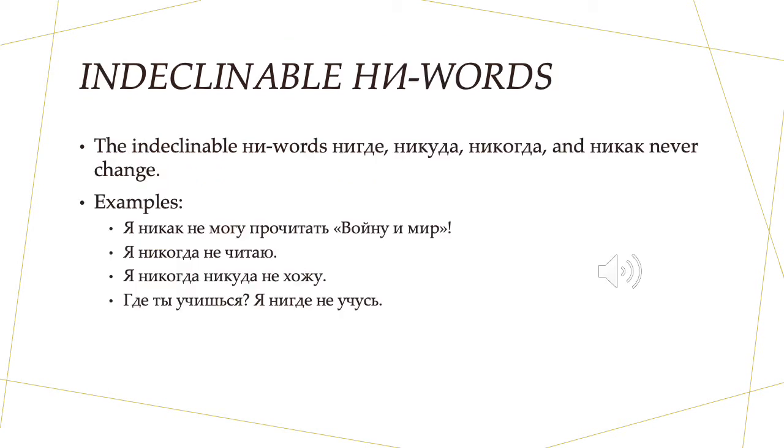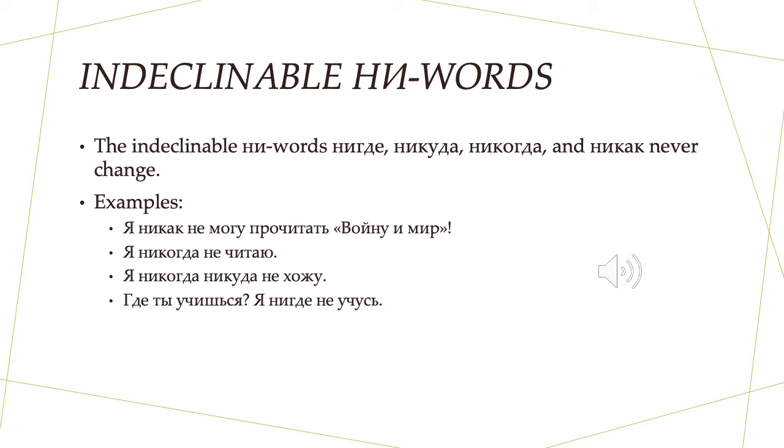To go into a little more detail, when we're using these indeclinable ni words, they never change. On slide 4 of the PowerPoint, I have some examples. For example, я никак не могу прочитать «Войну и мир». I just can't finish War and Peace. Никак means something like no how or no way, or I just can't. And it's used very commonly in Russian. There's no exact equivalent in English, although we frequently say similar things like I just can't finish reading War and Peace. When you want to indicate that you just can't do something in Russian, you often use никак.